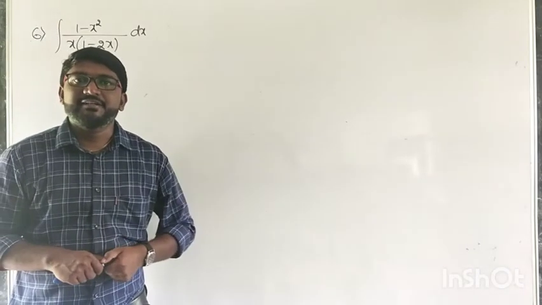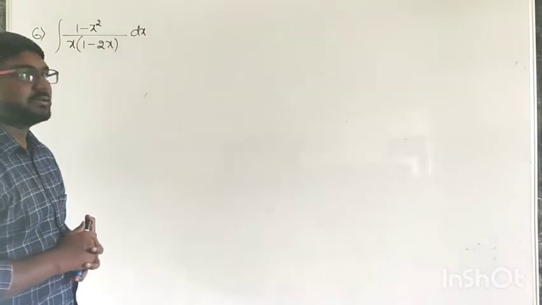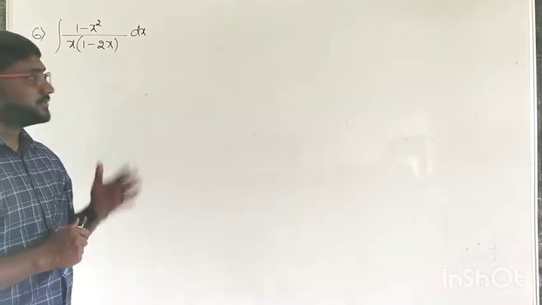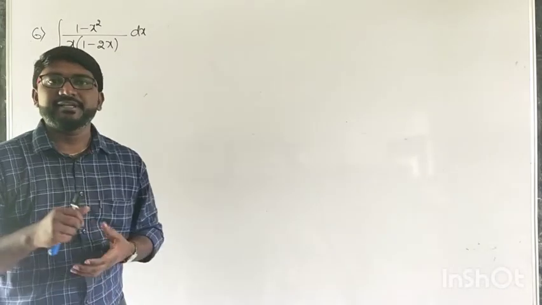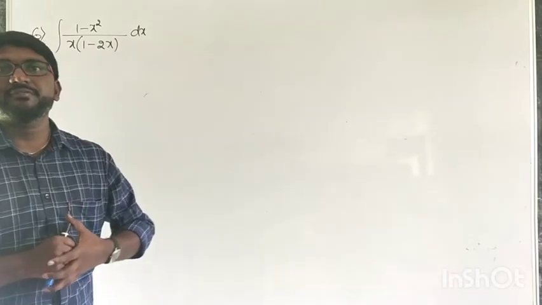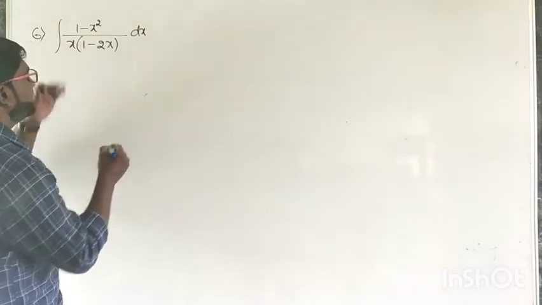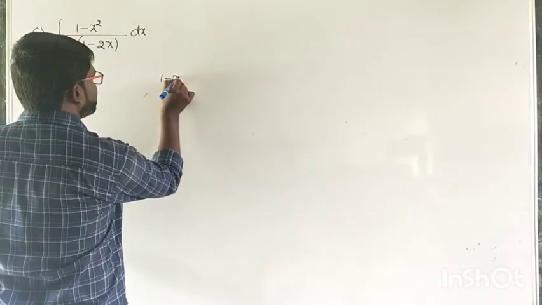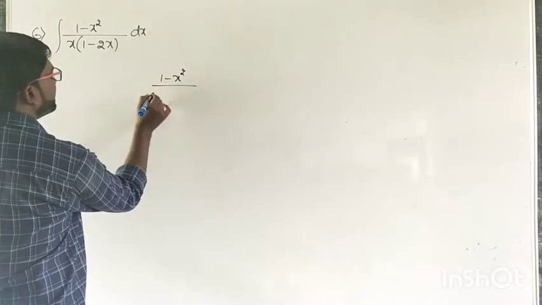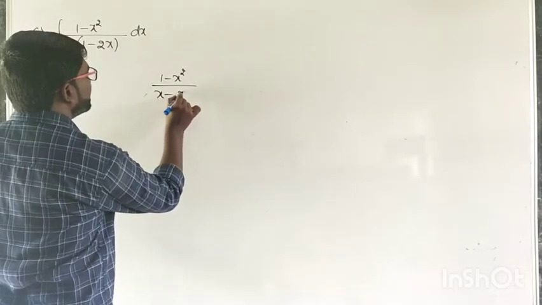Well, the next question, it is the sixth one. Integral of (1 minus x square) divided by x into (1 minus 2x) dx. Before going for the actual integration, we have to check whether it is a proper rational function or an improper rational function. Here he has given 1 minus x square divided by, multiply this inside now, x into 1 it is x, minus x into 2x it is 2x square.